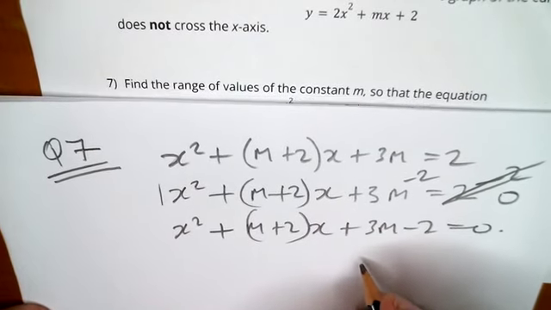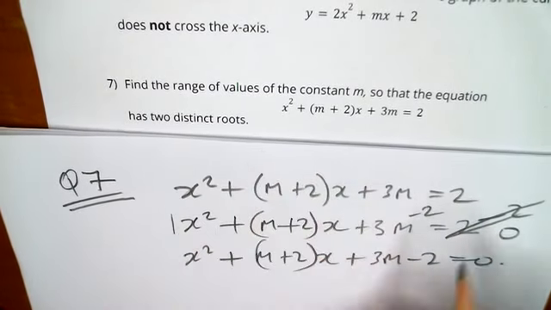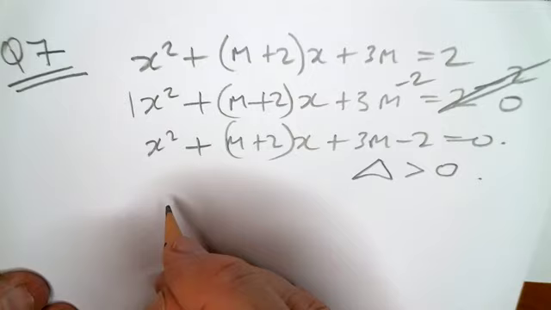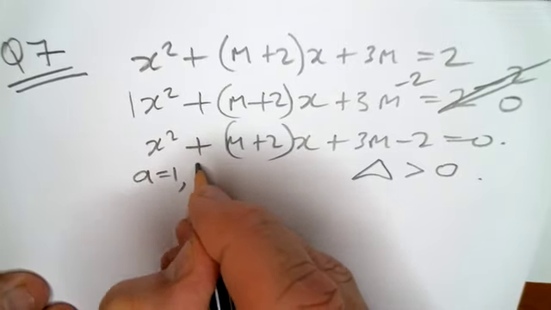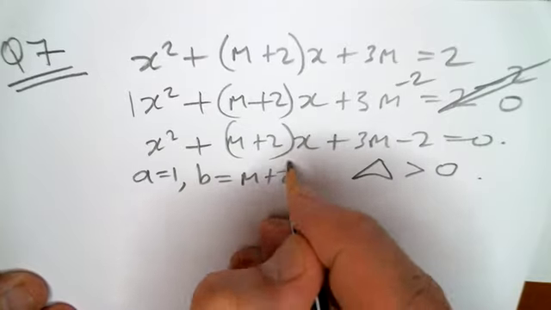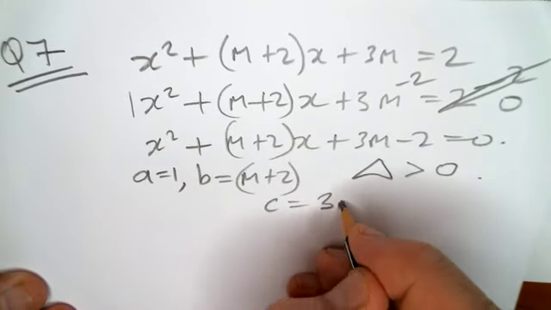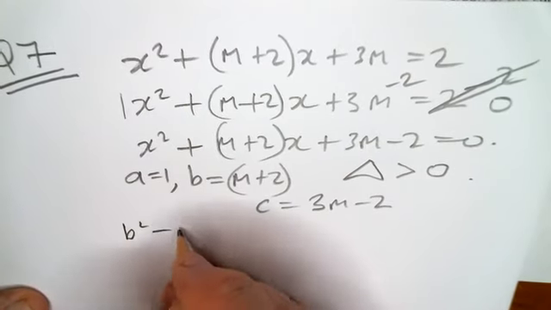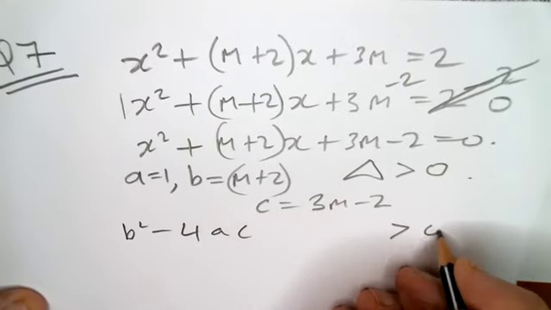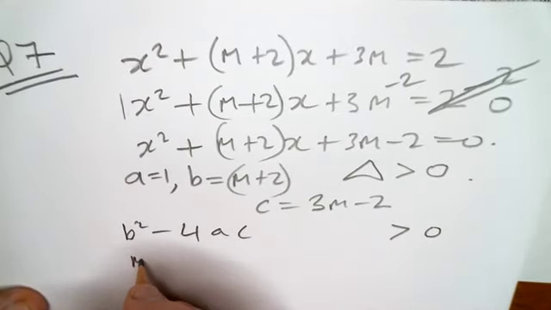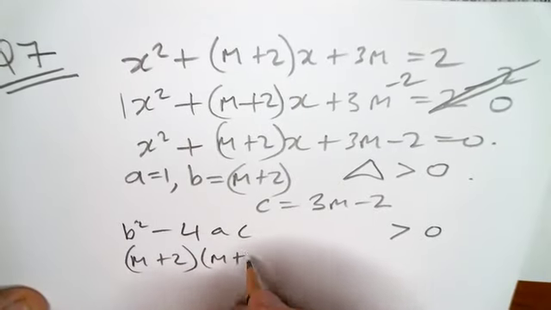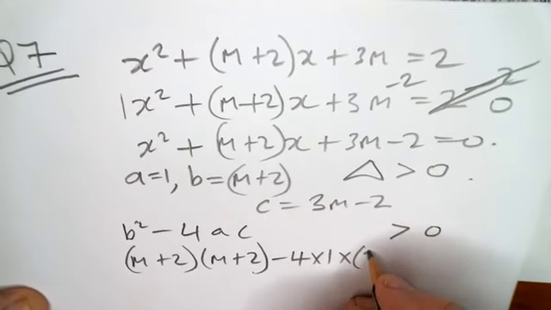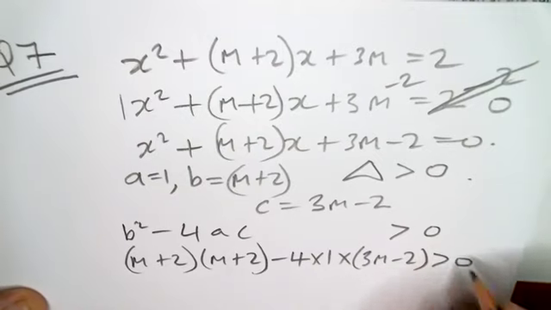And we're told it has to have two distinct roots, so the discriminant has to be greater than 0. The value of a is 1, the value of b is m plus 2, and the value of c is 3m minus 2. So b squared minus 4ac is going to be greater than 0. B squared is m plus 2 times m plus 2, because it's squared, minus 4 times a, which is 1, times c, which is 3m minus 2, which is greater than 0.